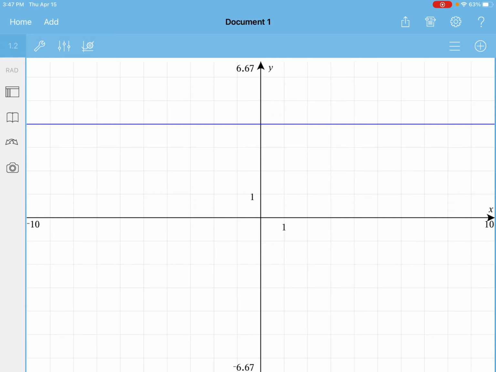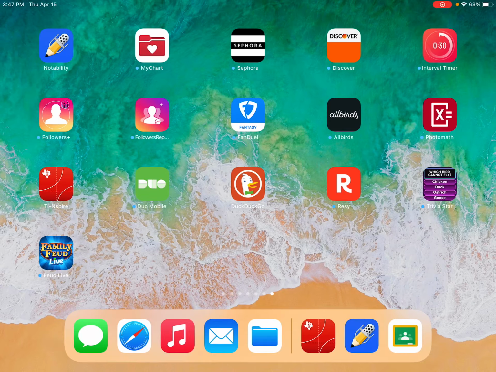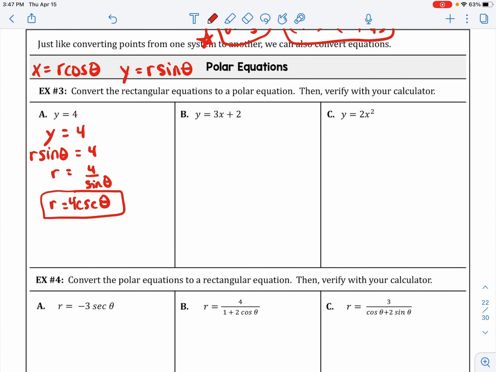Look at what it gives us. 4 cosecant theta in polar coordinates gives us y equals 4. So this is the line y equals 4. And I thought that was so cool that we're changing this y equals 4 into polar coordinates, and the graph of this is just this line, right? So very cool.